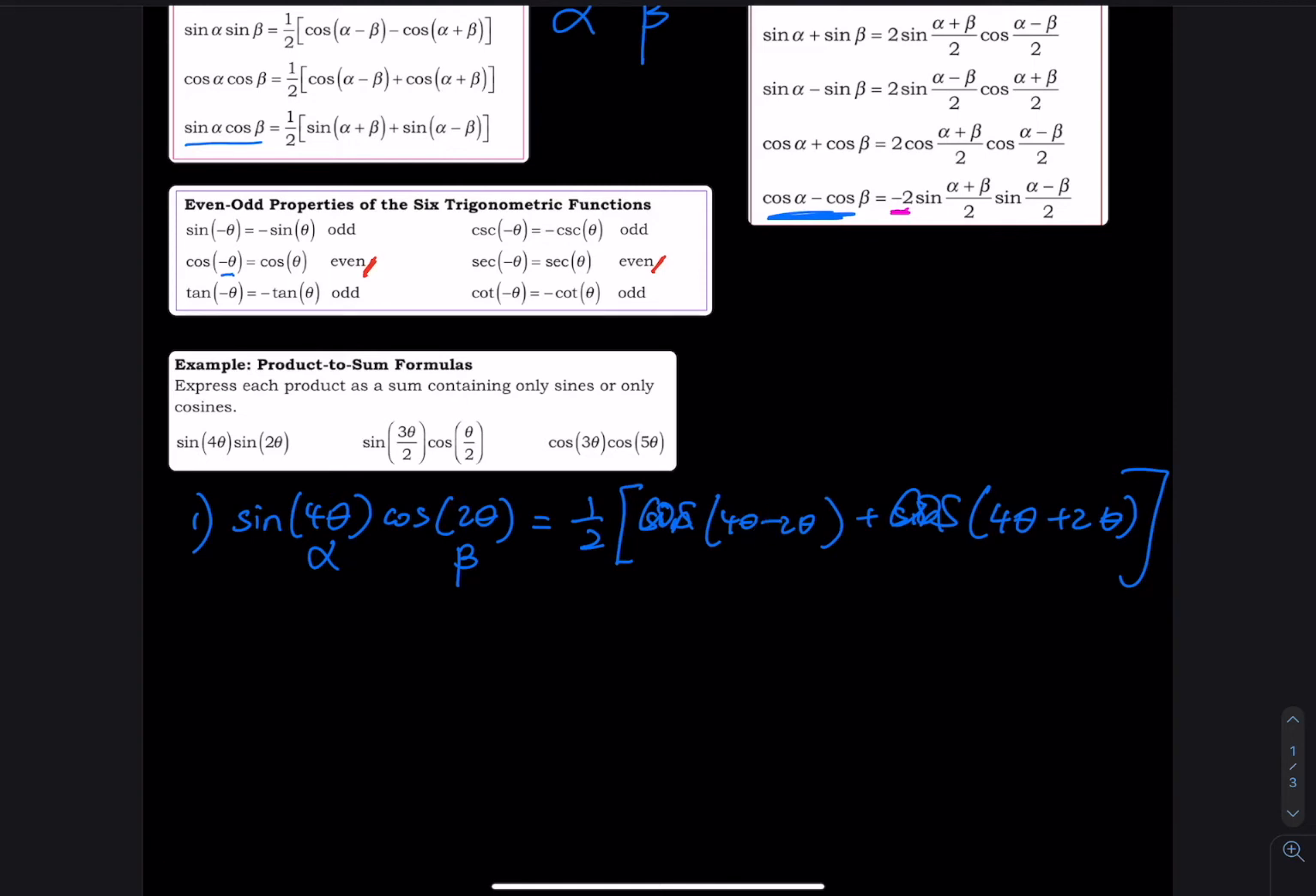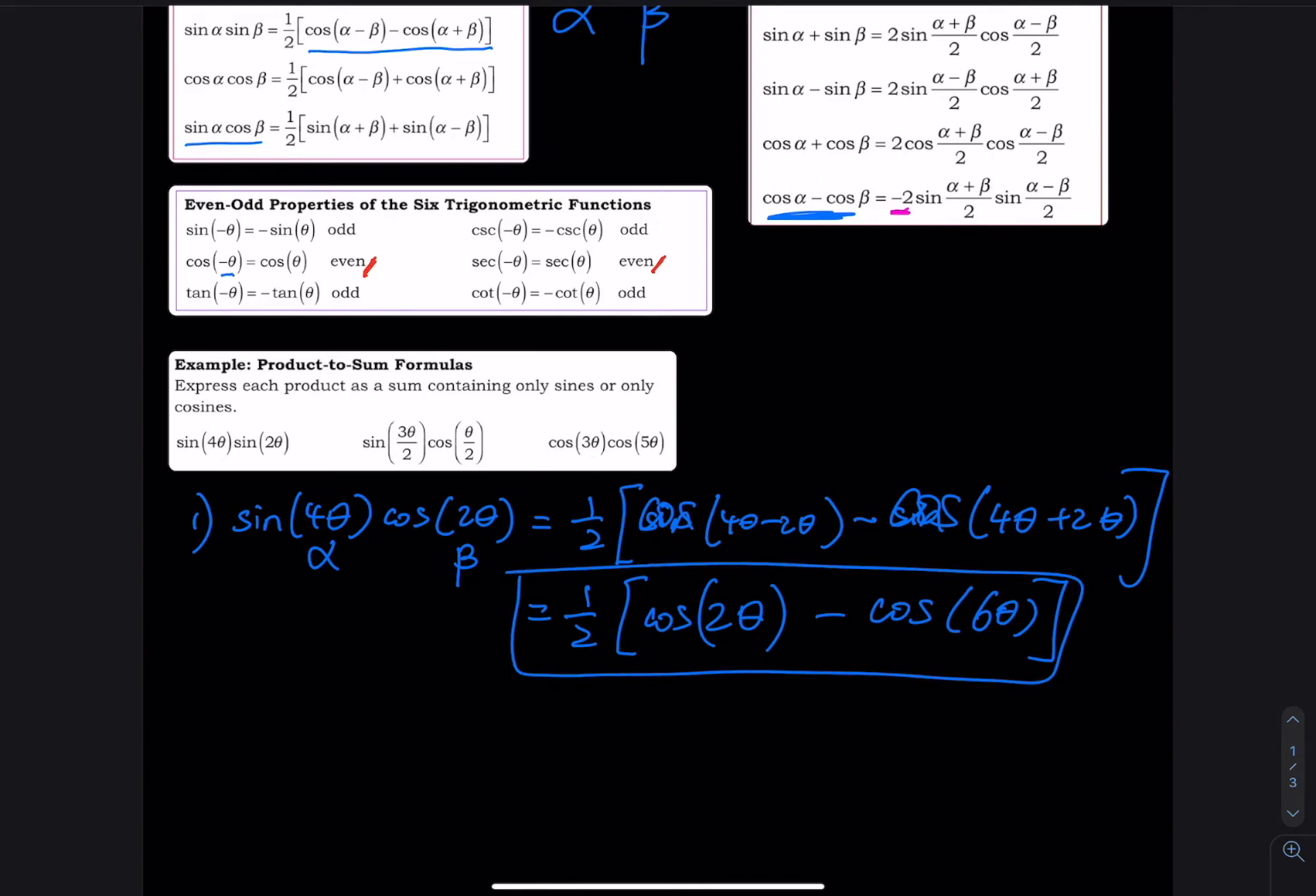So let's double check. We are using the one right here: cosine of alpha minus beta, and then minus cosine of alpha plus beta. So everything is good, and then we just do the math. We have 1/2, and then cosine of 4 minus 2 is 2 theta. We better use parentheses, and then minus cosine of 4 plus 2 is 6 theta. There is no way to simplify cosine 2 theta and cosine 6 theta. I should say there is no way to evaluate what it is because you don't know the angle measurement. And for the 1/2, leave it outside. You don't need to distribute. So that is your final answer.